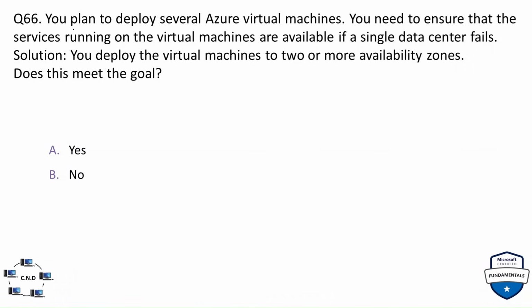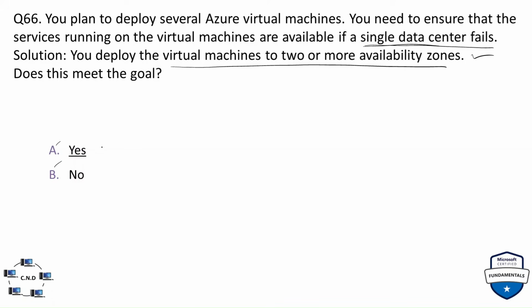Question number 66: you plan to deploy several Azure virtual machines. You need to ensure that the services running on the virtual machines are available if a single data center fails. Again, we have a question about high availability. Solution: you deploy the virtual machines across two or more availability zones. Does this meet the goal? The options are yes or no.